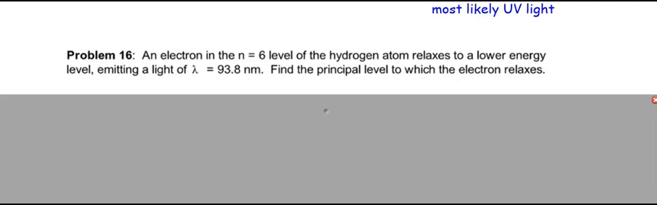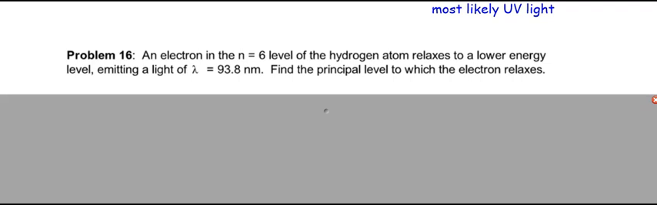Okay, look at problem number 16. Look what's going on here. You only know one level. It starts off at 6, and it's going to emit a photon of 93.8 nanometers. And this is maybe a little more realistic because we can see these lights, we can see those lines, so we can measure those nanometers. And so now they said, well, if it starts off at 6, where does it end up?